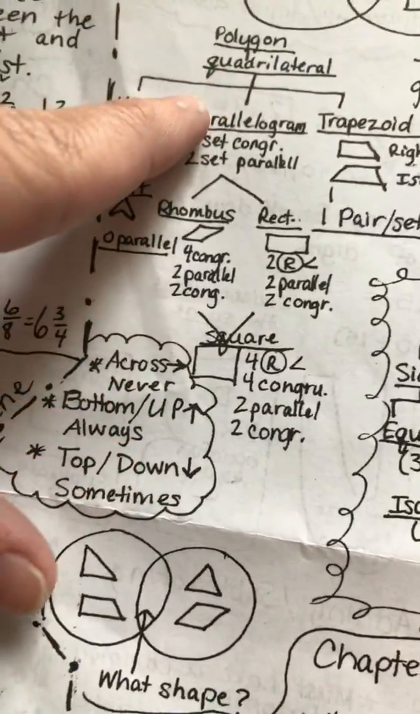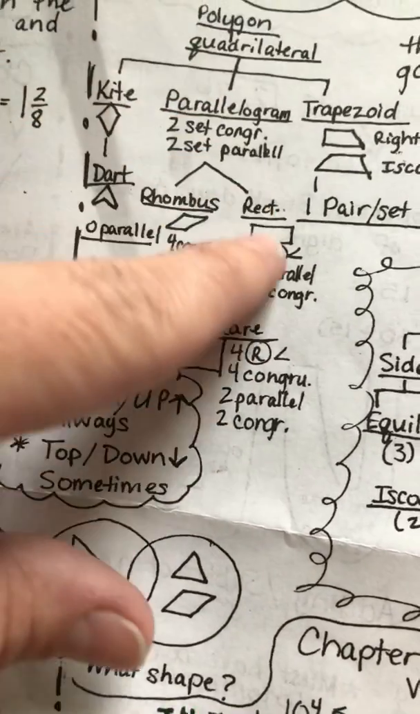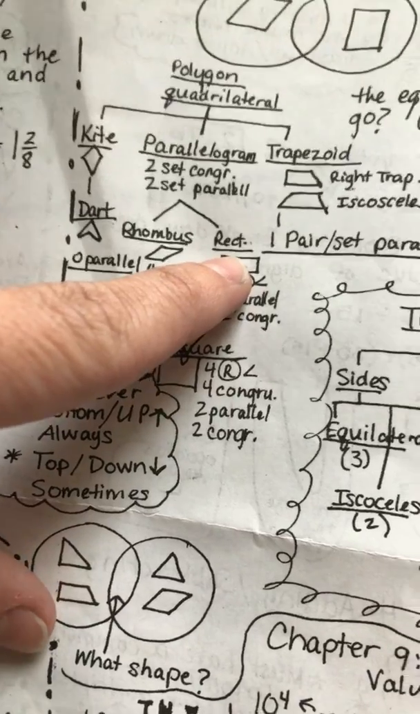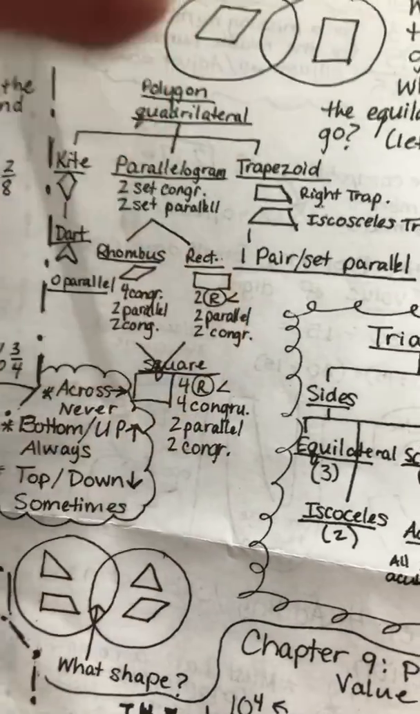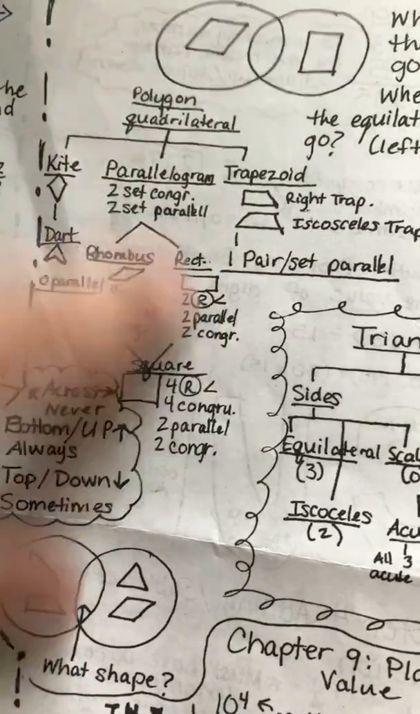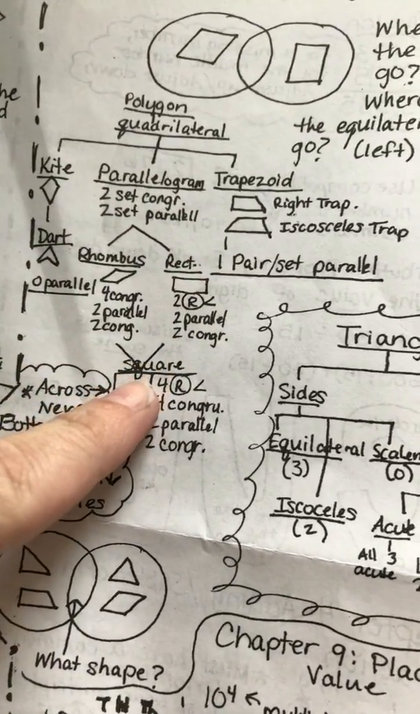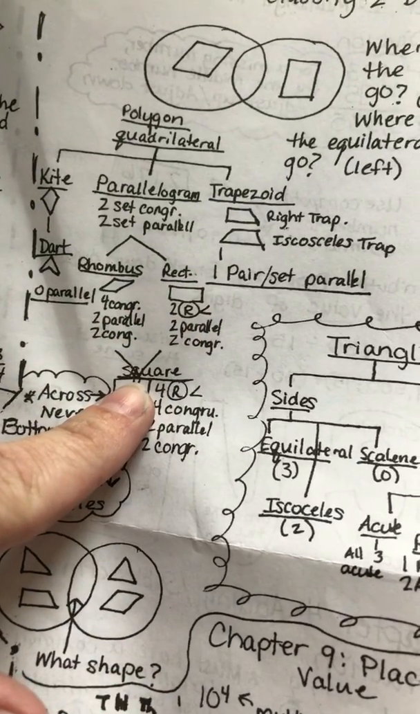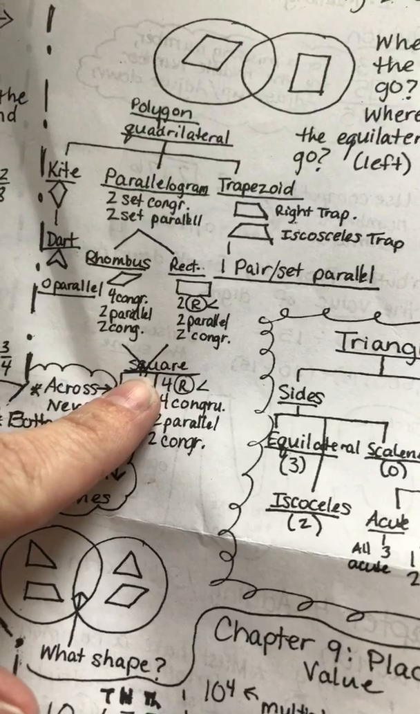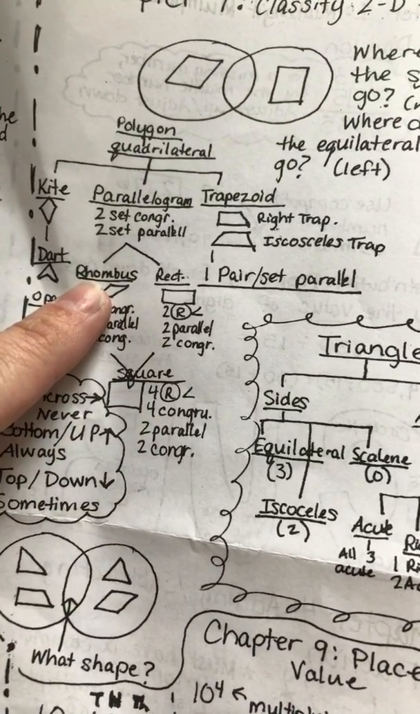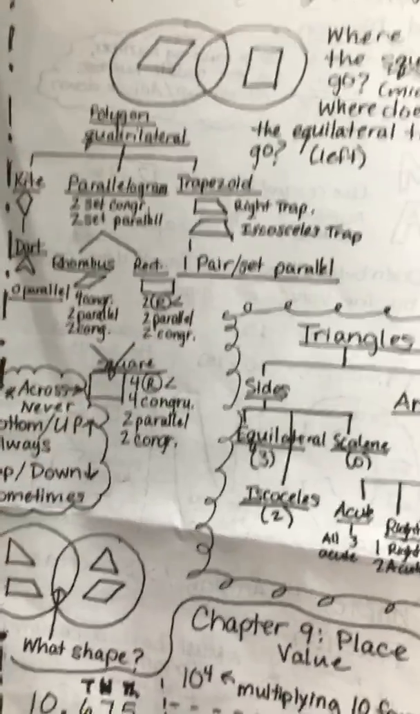From the top down is sometimes. A rectangle is sometimes a square, but it's not always a square. In order for it to become that square, it has to have those 4 congruent sides. So a rectangle that is not a square is a rectangle. A rhombus that is not a square is a rhombus. Okay, anyway, so let's move on.